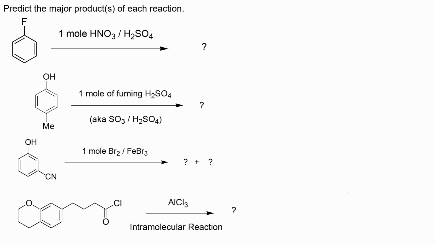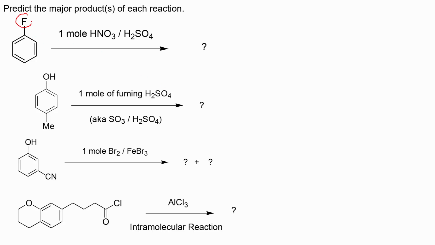Okay, let's predict the major products of each reaction. What we want to identify in each case is which is the controlling group and what type of director is that, an ortho, para, or is it a meta director? Okay, so the first one has nothing on it except a halogen.